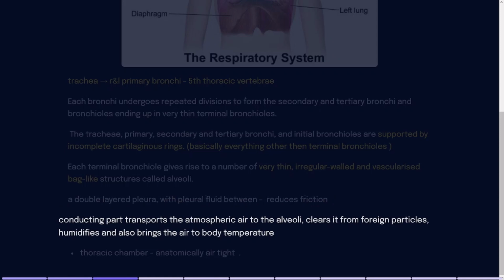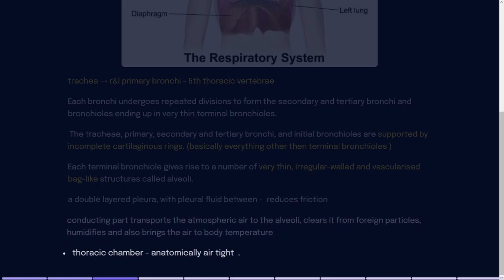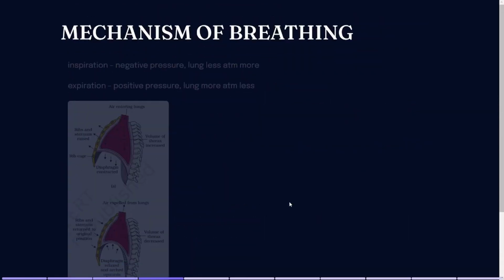Now the conducting part transports atmospheric air to the alveoli. As you already know, it clears it of foreign particles, humidifies it, and brings the air to body temperature. These are the four functions of the conducting part. You also need to remember that the thoracic chamber is anatomically airtight. Now another very simple part of this chapter is the mechanism of breathing.